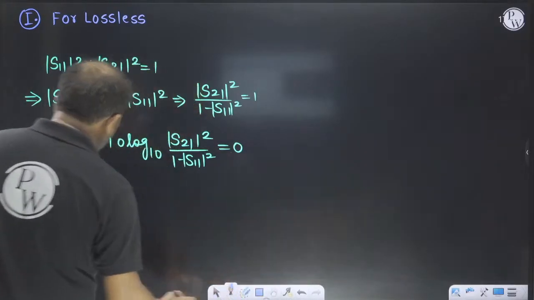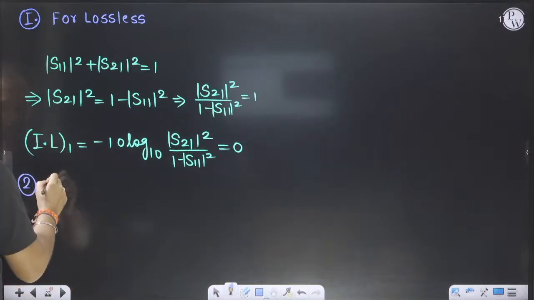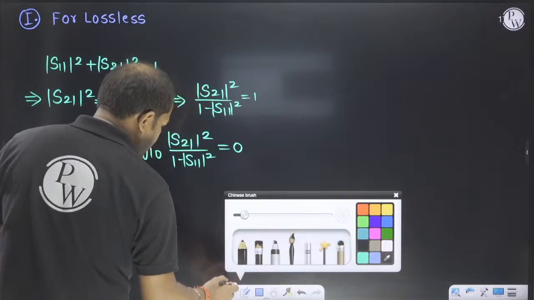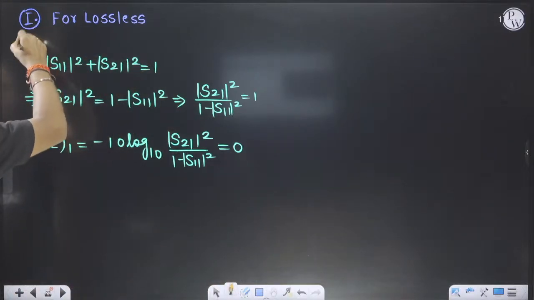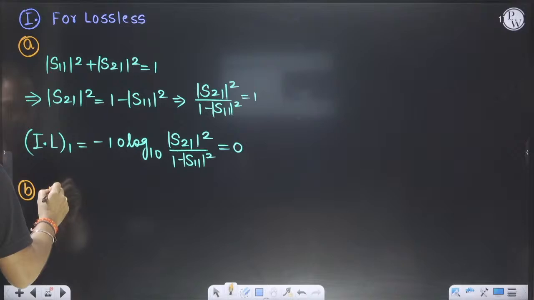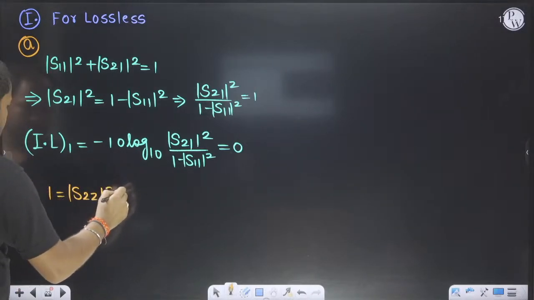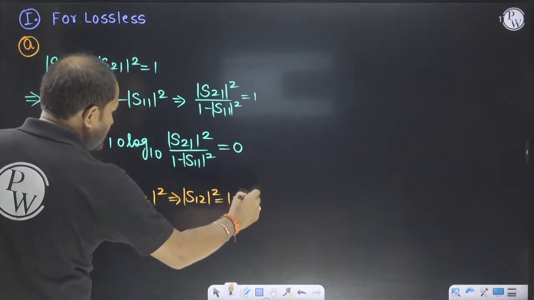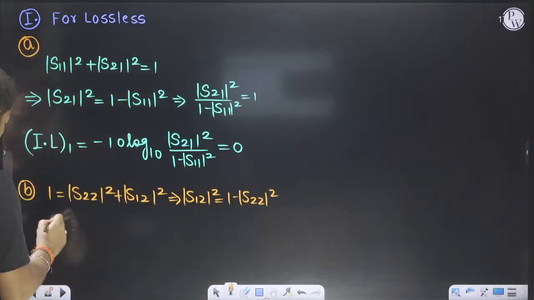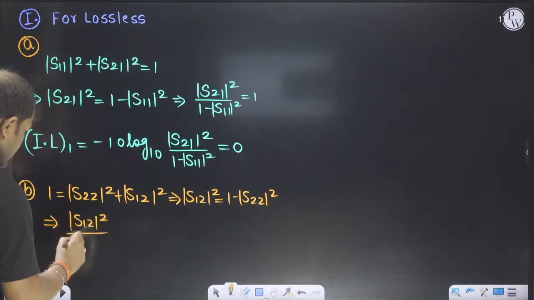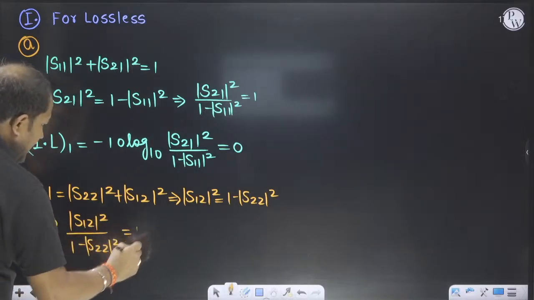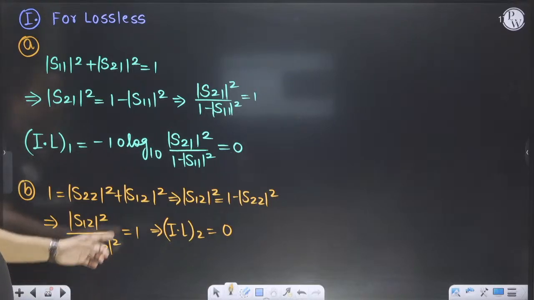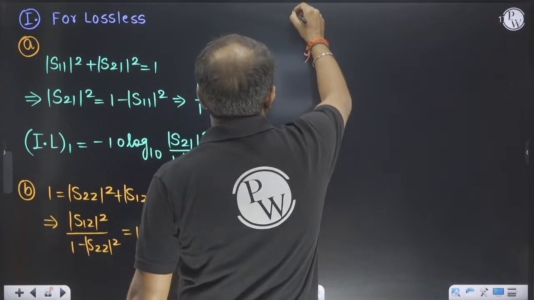What is the second case? For lossless at port 2, what is the condition? At port 2, 1 is equal to S22 square plus S12 square. So S12 square will be equal to 1 minus S22 square, and the ratio S12 square upon 1 minus S22 square is equal to 1. So insertion loss at port 2 is equal to 0, because the ratio is 1.